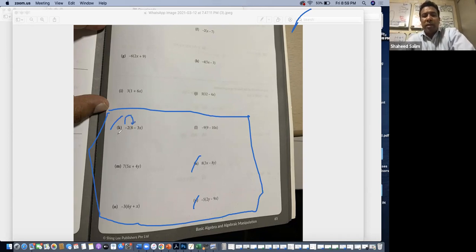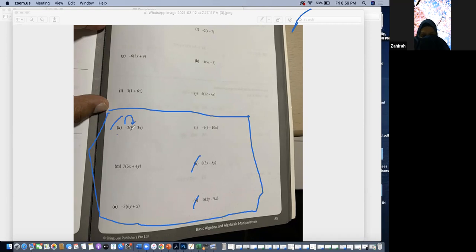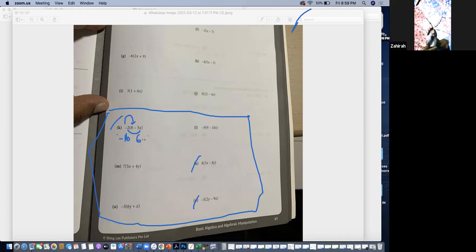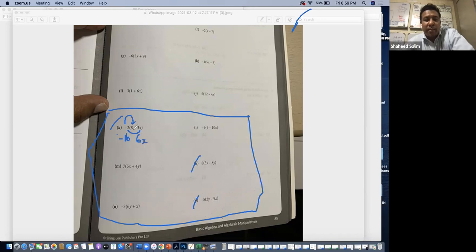8. 2 times 8, what's your answer, Zahira? 16 now. This is plus and minus, so minus. Next one, 2 times 3x. 2 times 3, how much? 6x. Then minus times minus, can you see? This is a minus here. Minus here becomes plus, and this is your answer. Minus 16 plus 6x. Okay?